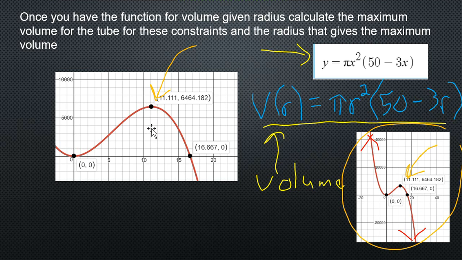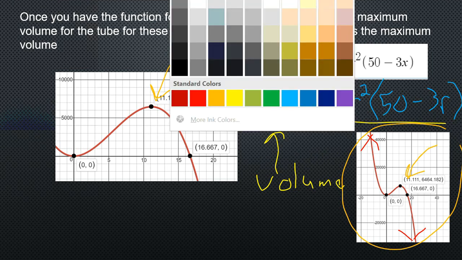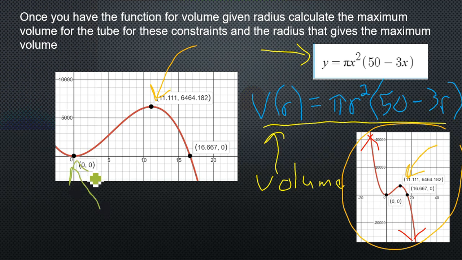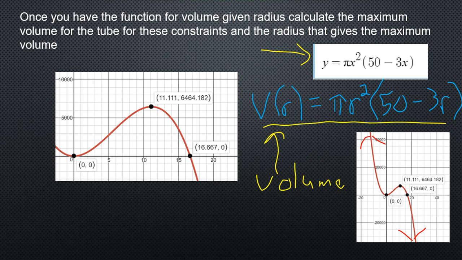In addition, we can also talk about relative minimums. I have a relative minimum right here in green, and you can see that over here in the bigger graph, the larger scale. Okay, so we talked about relative mins and relative maxes. Okay, so let's focus in on what we call the relative max, because the problem's asking us to calculate the maximum volume for the tube given the constraints that we were working around. It also wants you to find the radius that gives that maximum volume.